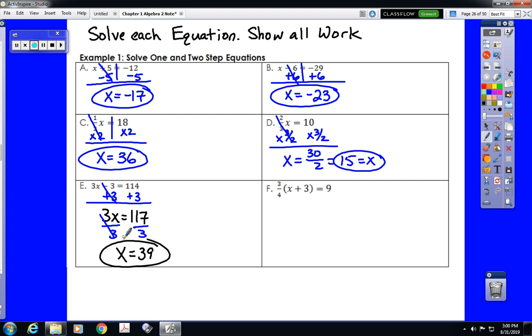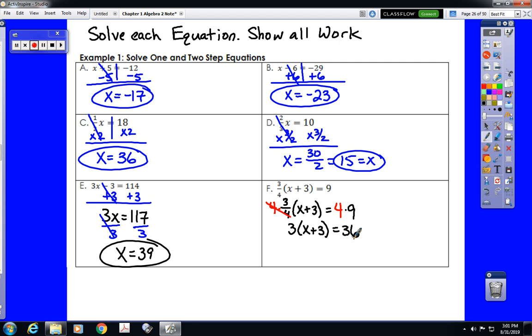And then finally in letter F, we have two options. We can distribute, or we can clear the fraction. And we've basically been taught very, very hard how to clear the fraction. So what we do is we multiply both sides of the equation by the denominator 4, the common denominator. Now there's only one fraction, so that would be the denominator here. When we do that, those 4's will cancel each other out and leave us with 3 times the quantity x plus 3 equals 36.